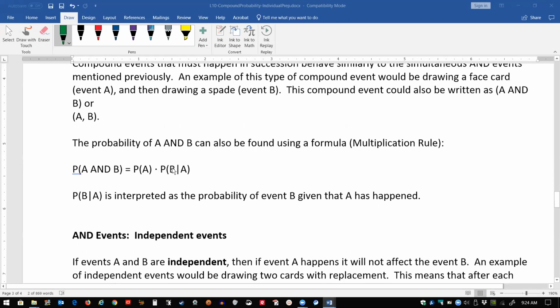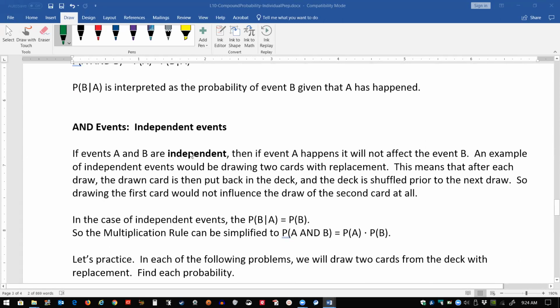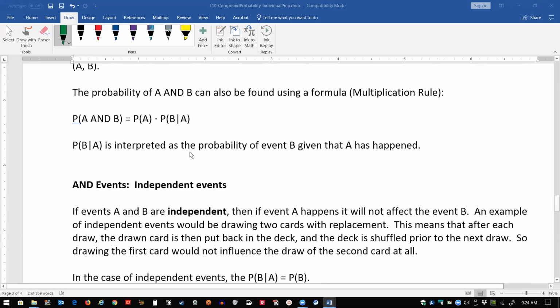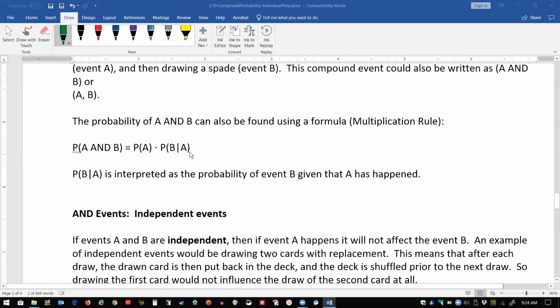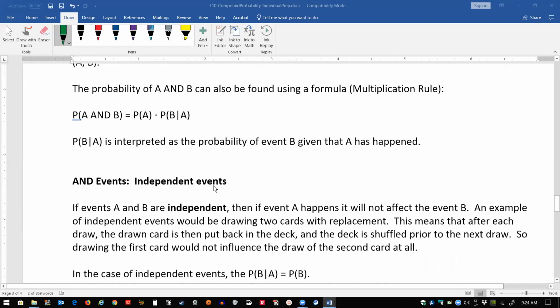The good news is that second term can be simplified if our events are independent. Now this is different from mutually exclusive, so don't confuse these two. Mutually exclusive will apply to our or compound events. Independence is going to typically be tied to our and compound events, okay? But if the events are independent, that means that they don't influence each other. The first event can happen, but it doesn't change the probabilities for the second event at all.